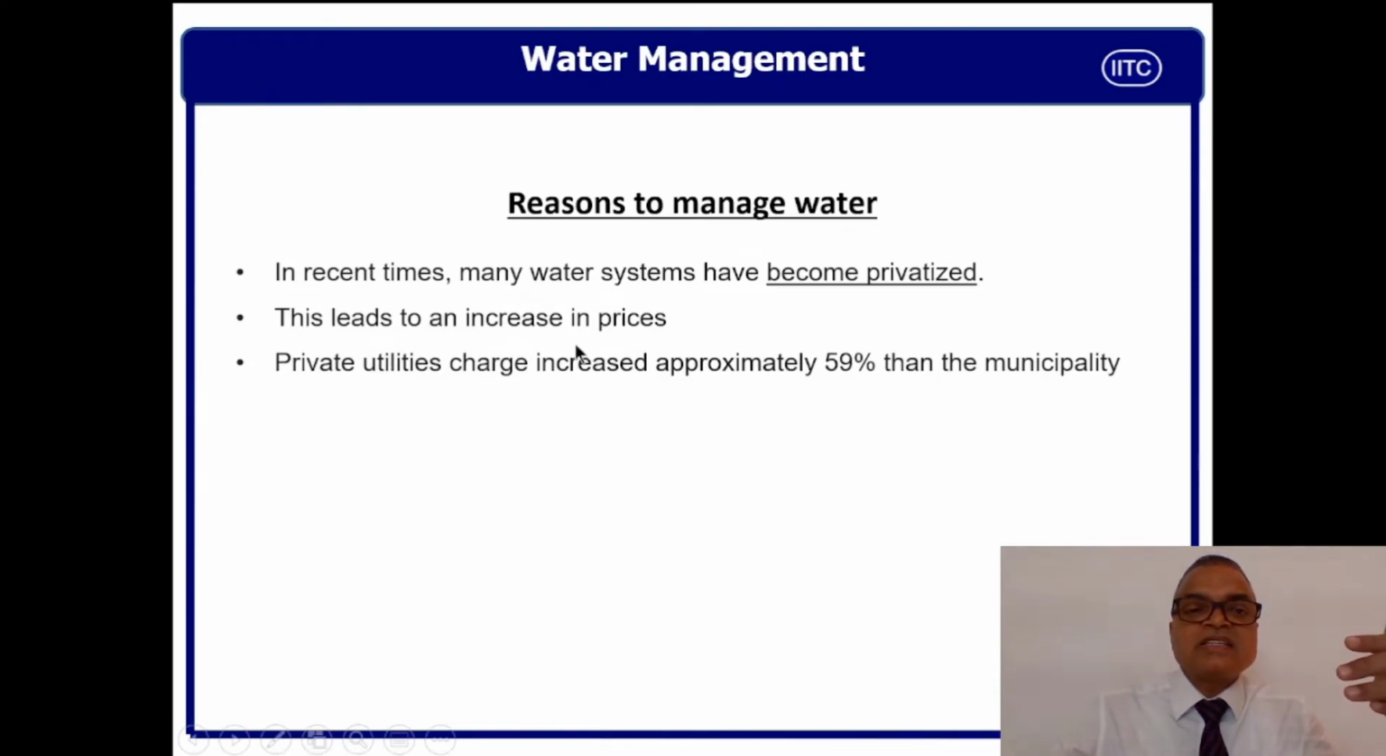This leads to an increased price. So this privatized system has an impact on the price. Private utility charges have increased by 59 to 60% compared to the municipality. Those people who are lucky to get municipality disinfected, chlorinated water, that water is almost 60% cheaper than privatized water. Can you understand? After 10 years, it may go closer to 65, 70, I don't know. If you don't take the right action at the right time, definitely it will go. It has to go. It is bound to go.